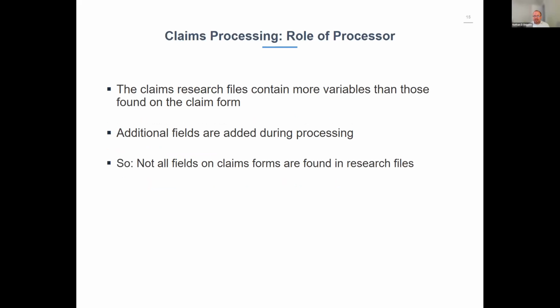Because the MACs exist and because there's a process that happens after the bill is submitted, this is not as simple as saying there's a clear link between the fee-for-service files and the services that originated to create those bills, right? This process means that the research files do contain some more variables than those found on the claim form because there are additional fields added during processing. So not all fields on the claims forms are found in the research files. There's a shaping of what happens in the claim where certain things are added or lost, not a bunch, but some, before you get to the research file.